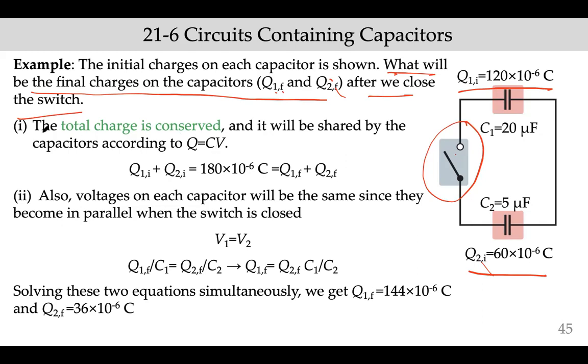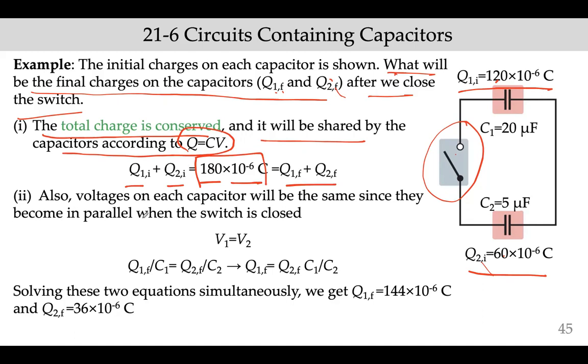Now, first of all, the total charge is conserved. You cannot create or destroy charge because charges are coming from electrons, so you cannot destroy or create electrons, so it will be conserved. And it will be shared by the capacitors according to this formula. So the initial total charge is 120 plus 60, so it's 180 times 10 to the negative 6 coulomb. And that initial charge will be equal to the final charge because charge is conserved.